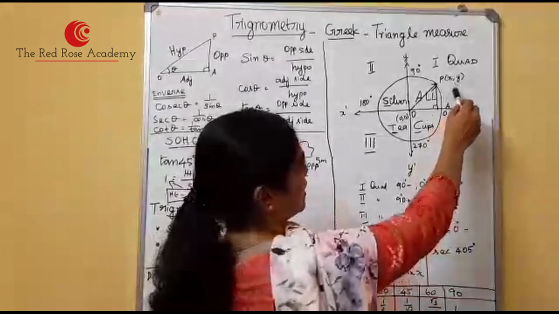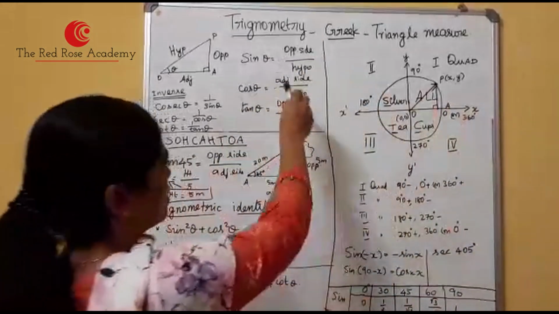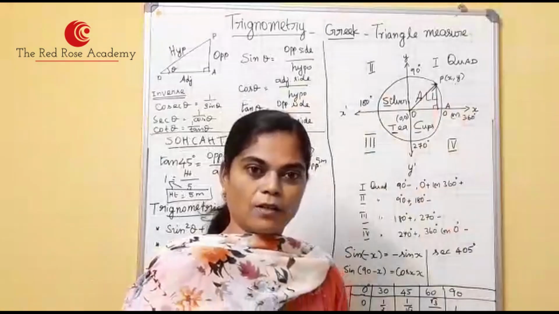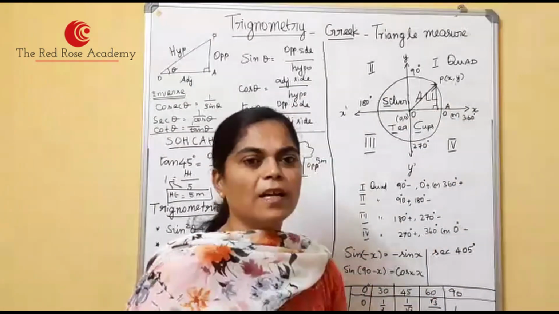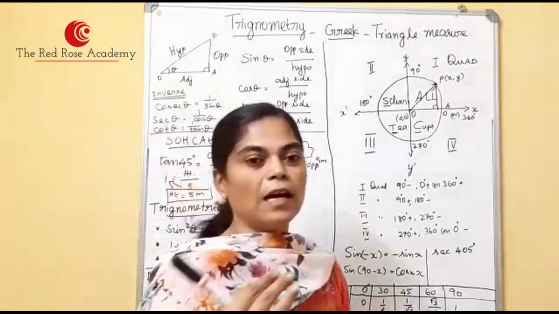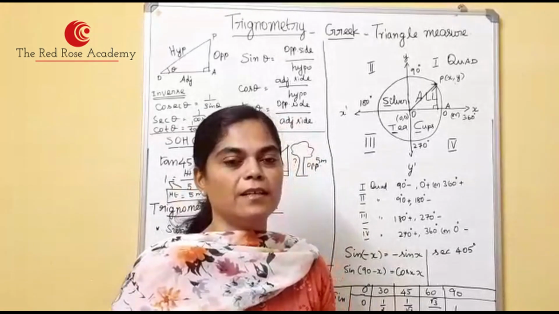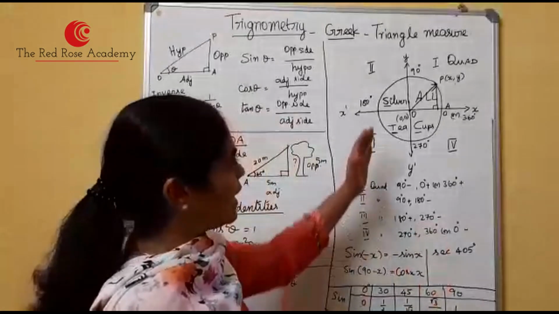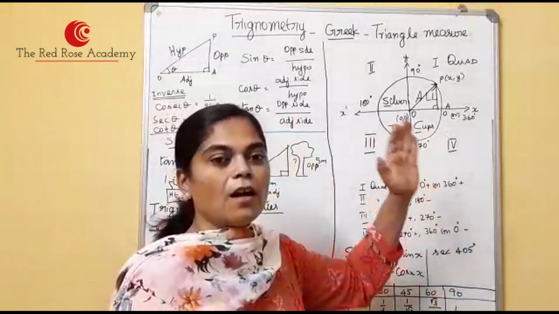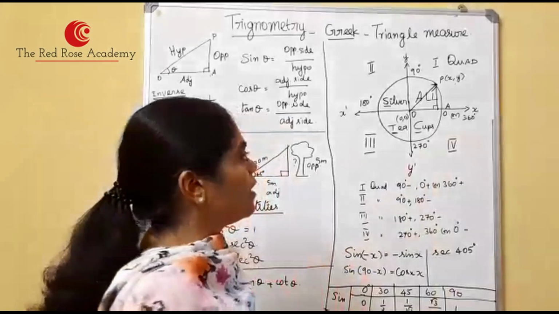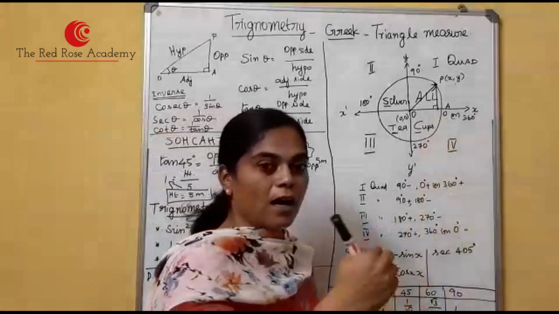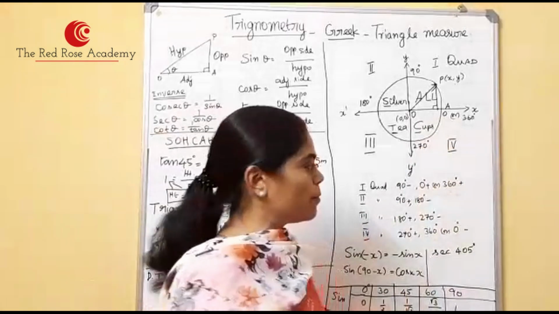In this first quadrant, all these ratios are positive. In forthcoming videos, I'll explain clearly how it is positive, how the transformation occurs, everything in detail. Now, let me give you a simple and short introduction about this.